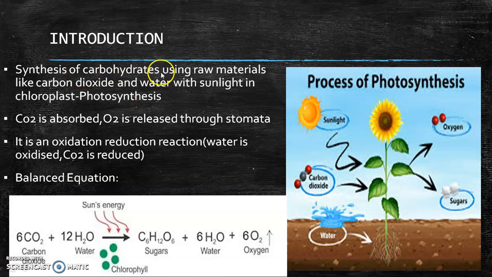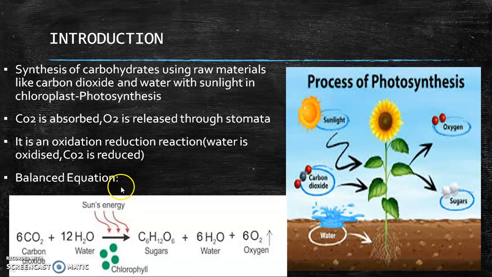So what is meant by photosynthesis? All the plants have an autotrophic mode of nutrition, and they use raw materials such as carbon dioxide from the atmosphere and water from the soil. In the presence of sunlight in the chloroplast, they convert the raw materials into food, that is sugar or starch, and they release oxygen into the atmosphere. Thus it is an oxidation reduction reaction where water is oxidized and carbon dioxide is reduced.